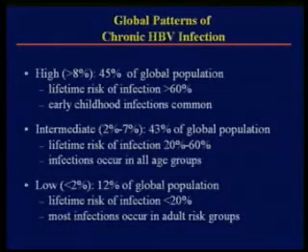Okay. So 45% of the global population lives in high prevalence areas, where the lifetime risk of infection is greater than 60%, and they have very early childhood infections. For intermediate regions, which is 43% of the global population, the lifetime risk of infection is 20 to 60%, and infections occur in all age groups. And in the low prevalence area, which is 12% of the global population, most infections occur in adult risk groups. That would qualify as the United States.